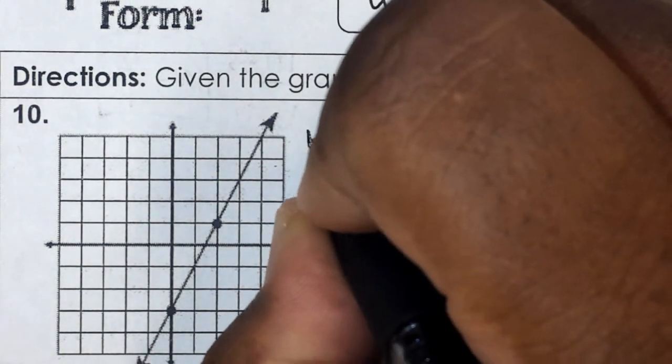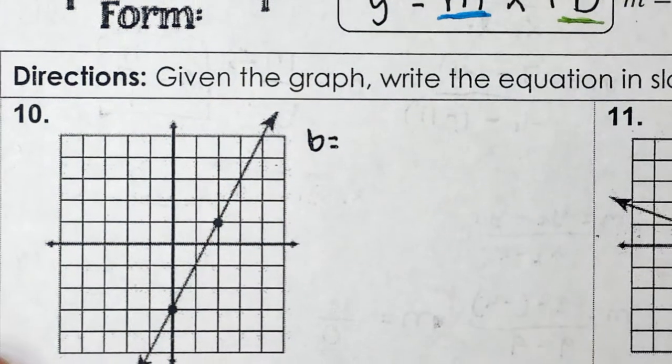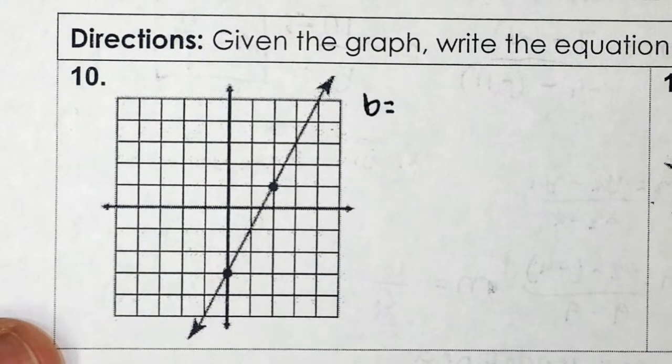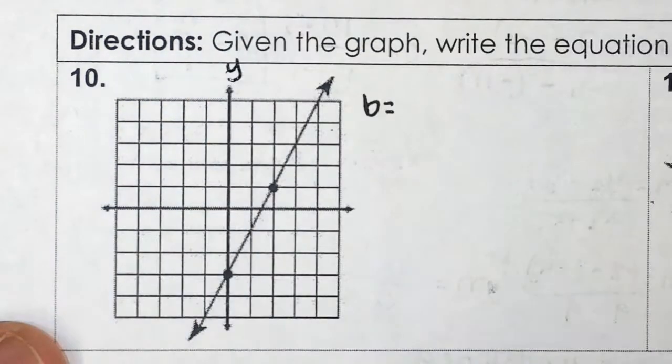So up here I'm going to label, I'm going to say B equals, and I'm going to tell what B is. B is my y-intercept. B is where my line intercepts the y-axis. At what point does my line intercept this y-axis? Go ahead, Jalen. 0, -3, that's the coordinate.